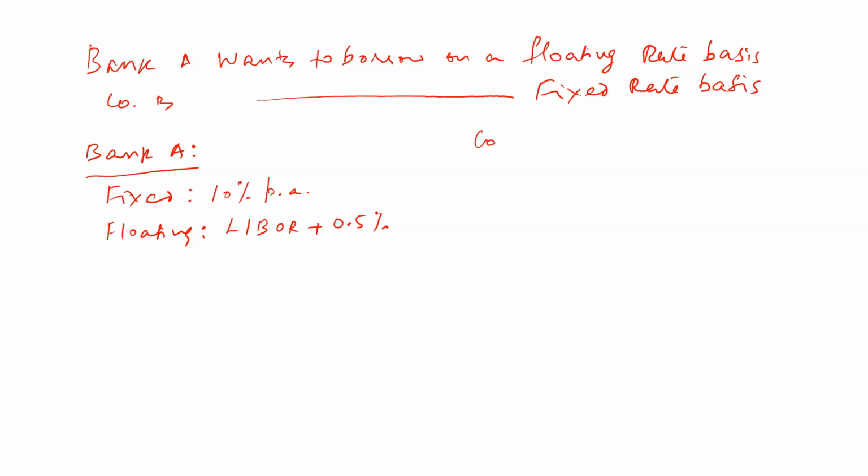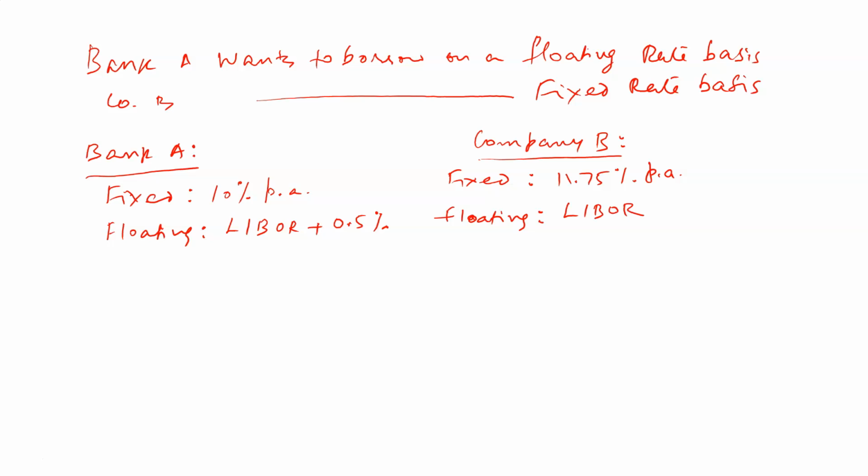And then we have Company B on the other hand. Let's give Company B also some borrowing choices. If Company B decides to borrow on a fixed rate basis, which it actually wants to do, it will have to pay an interest at the rate of 11.75% per annum. And if Company B wishes to approach the floating rate market, then it can raise funds at a rate of LIBOR.